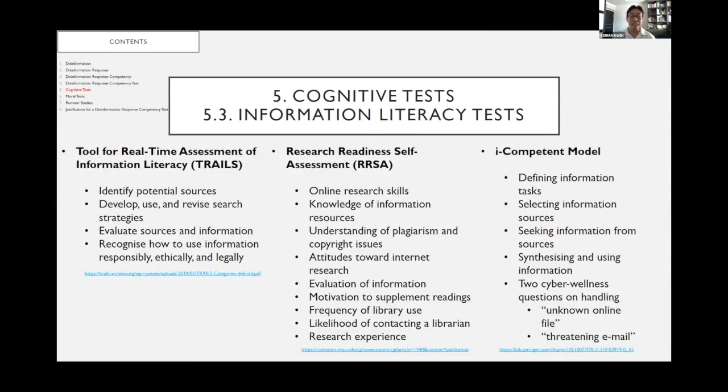Okay, the next kind of cognitive test we can look at is information literacy tests, of which I have three here. They look at two competencies. They evaluate the competency to evaluate the truth of content and the application of intellectual property considerations.